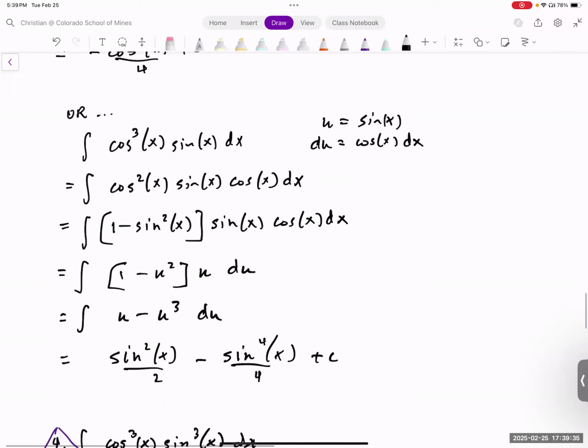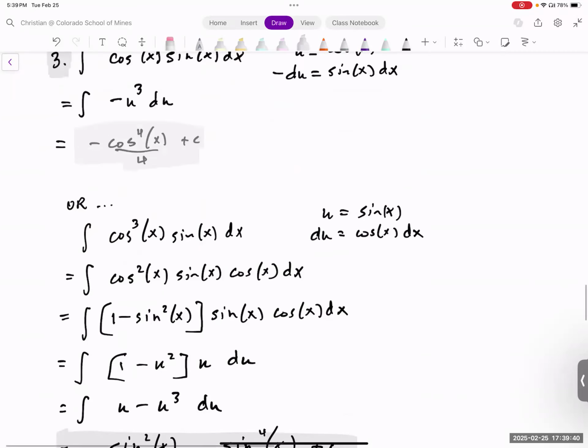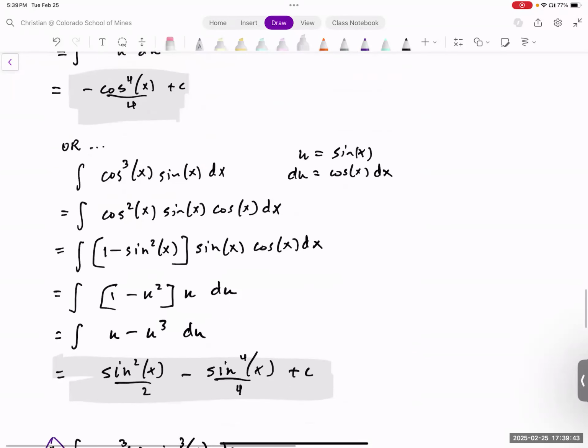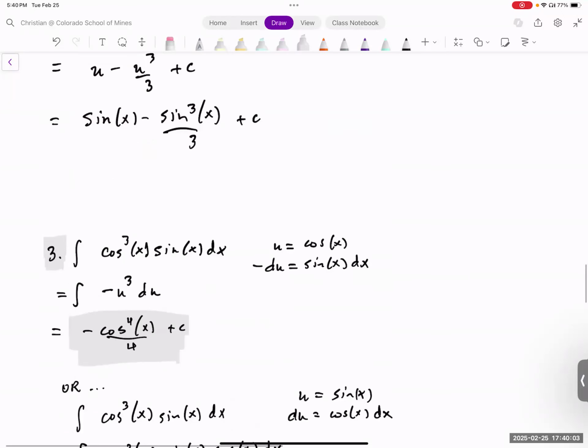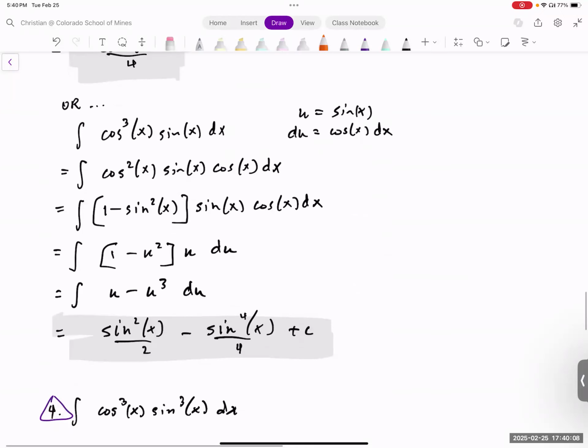And I know it doesn't look the same, but they actually are. Maybe another day I'll take time to work through and give a reason why negative cosine to the 4x over 4 plus c is actually equivalent to sine squared x over 2 minus sine to the 4x over 4. But not that you'd have to show that they're the same. If you work through a u substitution process, you'd be done. This is correct. If you work through the trig integral process, this would be correct and you'd stop.